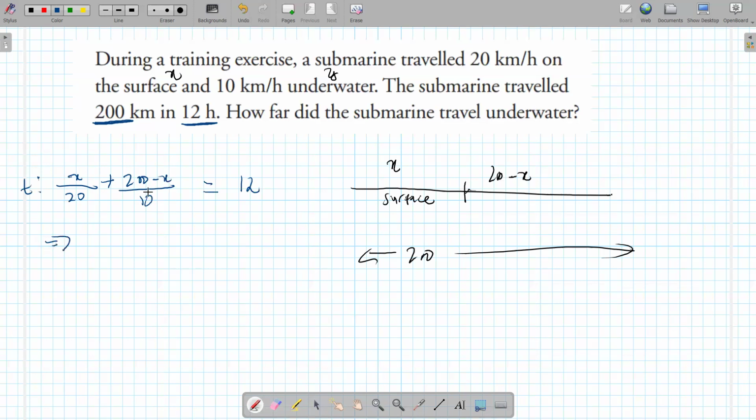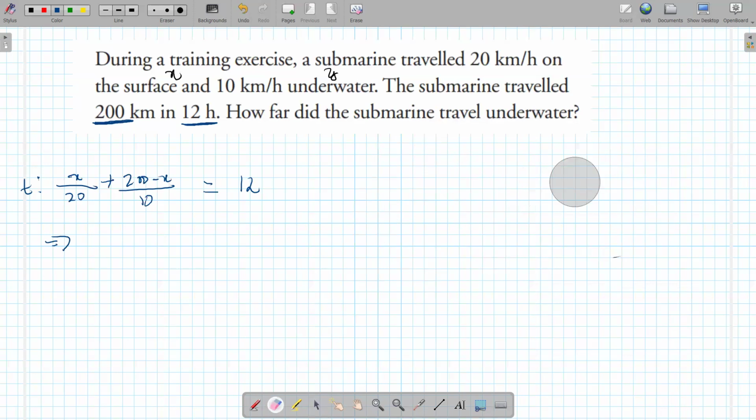There are other ways to do this depending on what you say your x and y is. Since we're saying x and y is distance, this is the equation that we end up with. How do you solve this equation for x? Again, we have a fraction. So you multiply this by 2 and 2. That'll give you x plus 400 minus 2x over 20 equals 12.